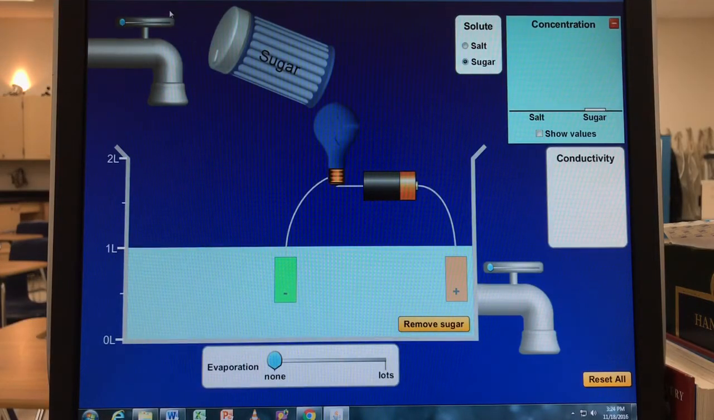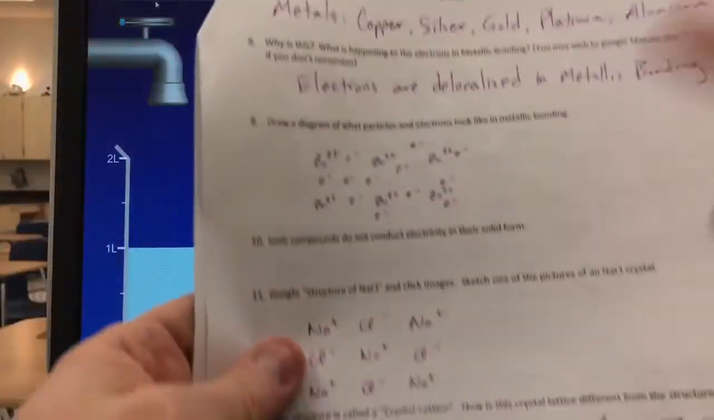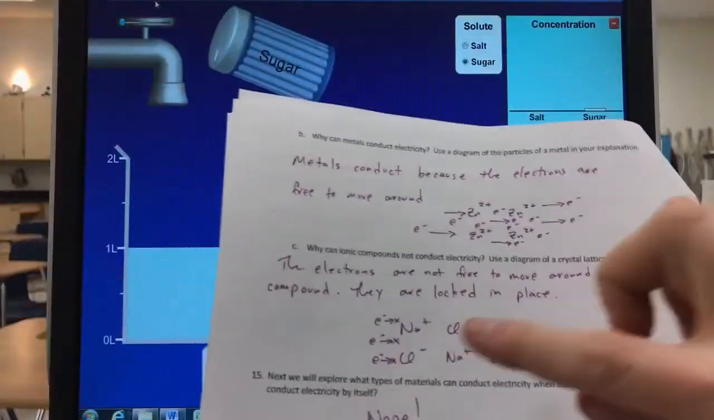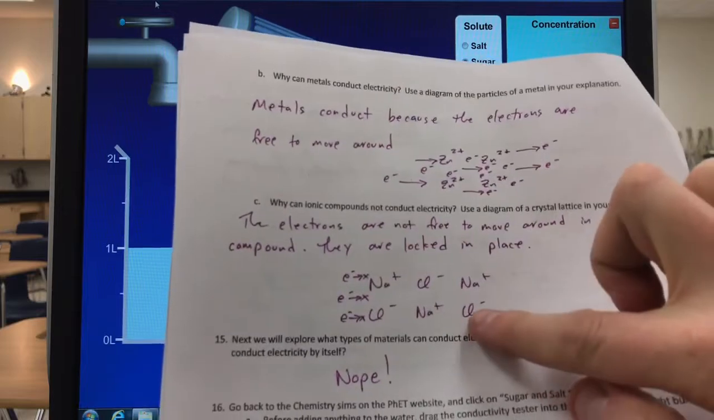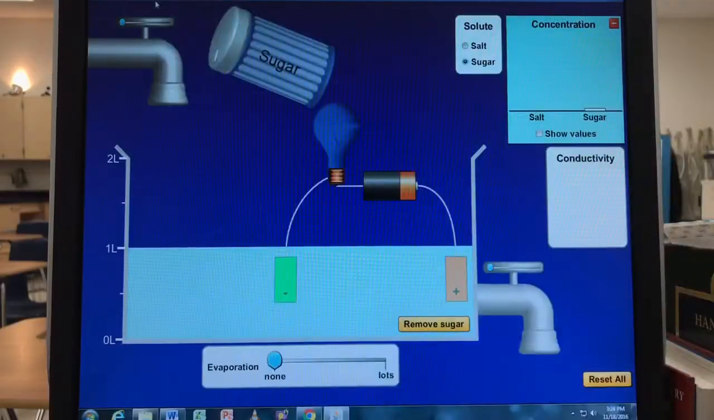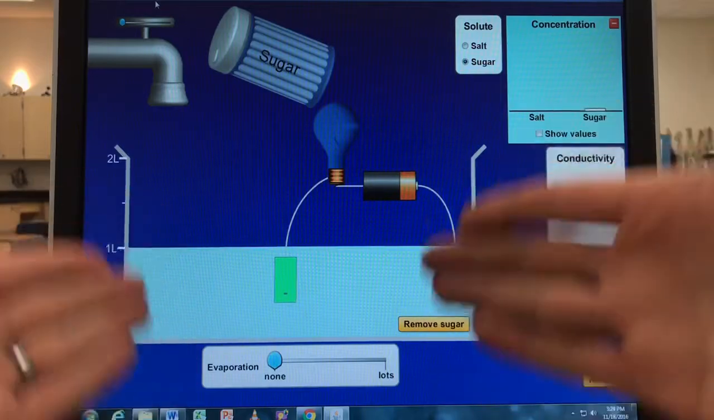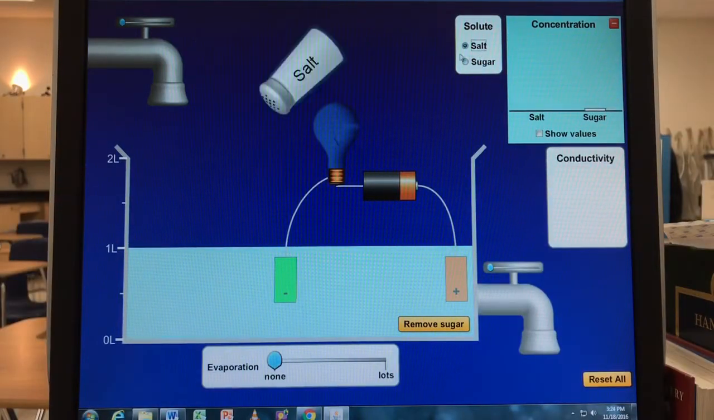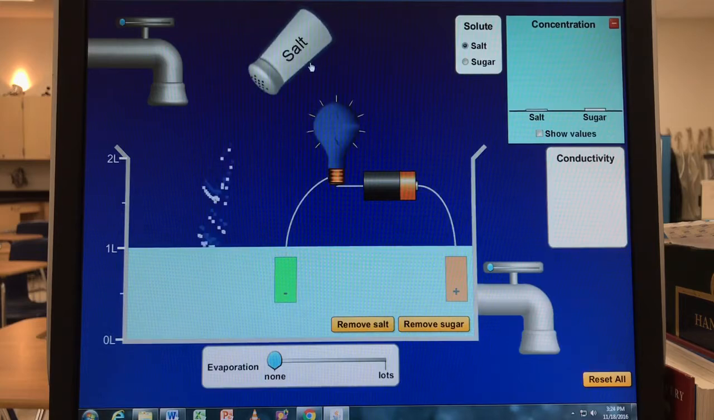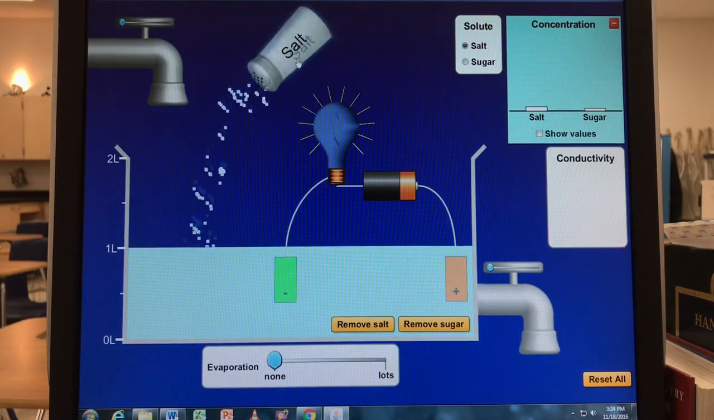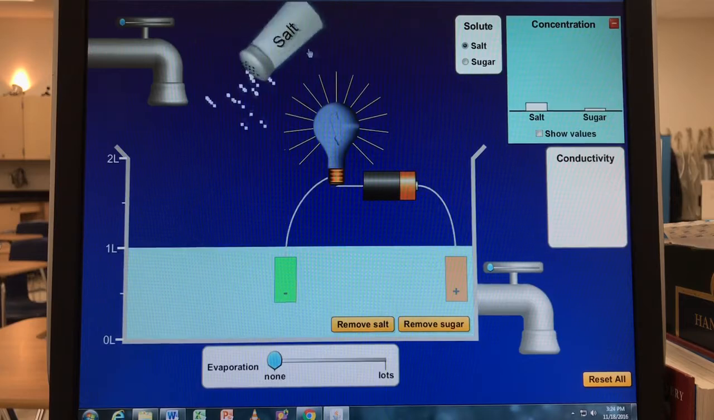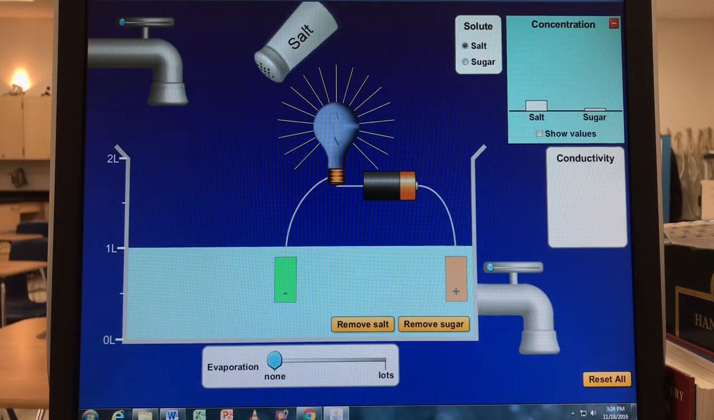What about salt, when it's dissolved, conducts electricity? Because remember, salt, when it was a solid, did not conduct electricity because it was a crystal lattice. And the crystal lattice could not conduct electricity because you could not get electrons to go through. But in our solution, when it's dissolved in water, salt definitely does conduct electricity. So let's see if we can figure out why that is.